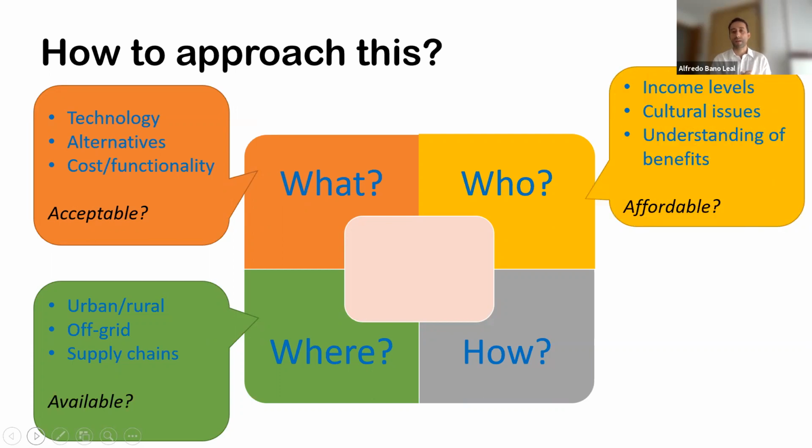And next we have to think about the who. And the who is, what is the income of these people, and also their cultural preferences. In my experience in Cambodia, people were very poor. They could only afford a $2 or $3 cook stove, and they were very particular about it.